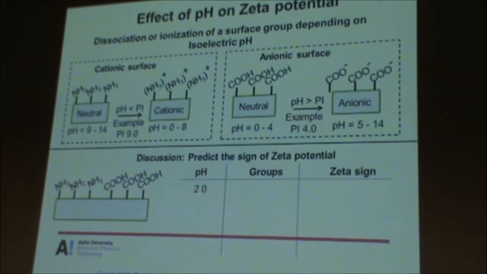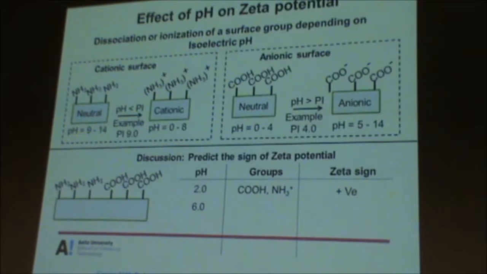So pH 2, for the amino group, it falls in this range, so it's positive, right? And in the case of carboxyl, it falls in this range, so there is no negative charge. So if you take a surface that has both amino and carboxyl groups and dip it in water, let's say, which has pH 2, all the carboxyl groups remain uncharged, but the amino groups become protonated. So if you measure the zeta potential of this particle, it will be positive, right? Yeah.